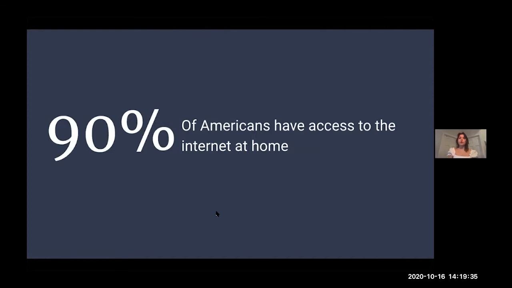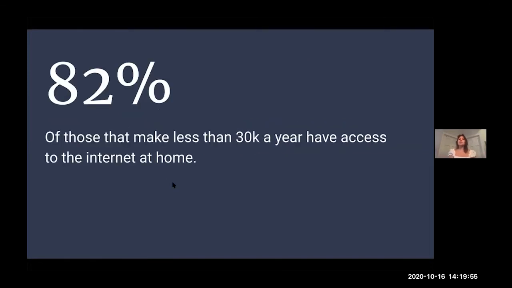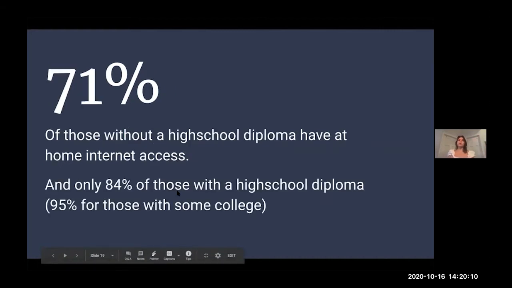Cool. Okay, so let's talk some more statistics about why this has all turned out the way that it has. So first of all, 90% of Americans have internet access at home. That's pretty high, 90%, but that means that 10% of Americans do not have internet access at home. 82% of those that make less than 30K have internet access at home. So we're beginning to see how those socioeconomic lines impact tech, who's able to interact with it, who's able to build with it, all of that.